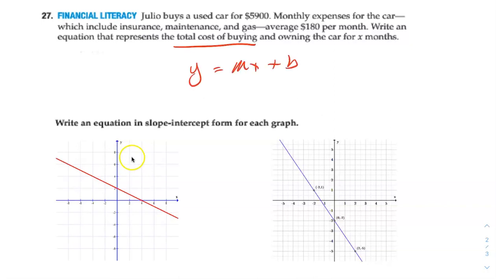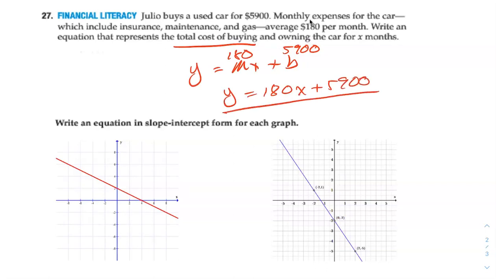What's my initial amount? Well, my initial amount was $5,900. And then how much is the cost per month? That's my rate. What's my rate per month? $180. So that goes there. So here's my total cost of owning that car specifically, would be that for x months. So there we go.